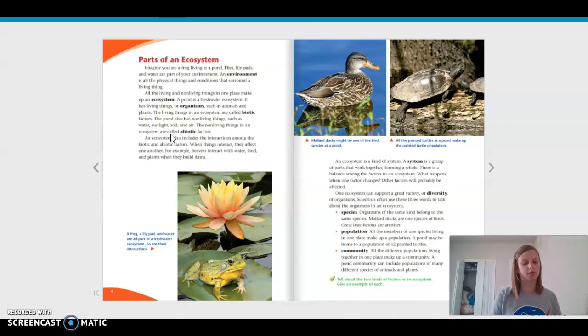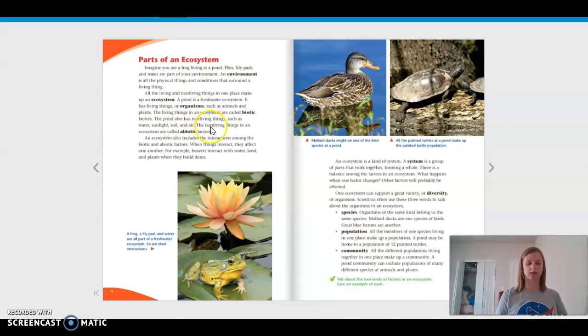Okay, so that's what we're talking about this unit, ecosystems. That's all living and non-living things in one place. That's an ecosystem. A pond is a freshwater ecosystem. It has living things or organisms, which we've already learned about when we're talking about animals, such as animals and plants. The living things in an ecosystem are called biotic factors. Remember, bio means life. So biotic, those are the living things in an ecosystem.